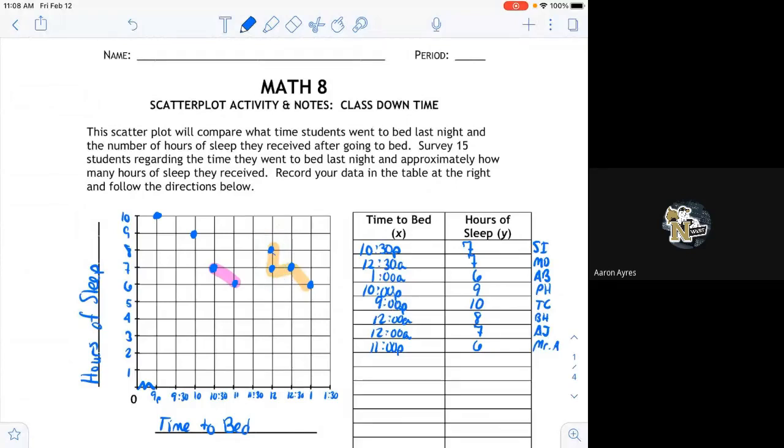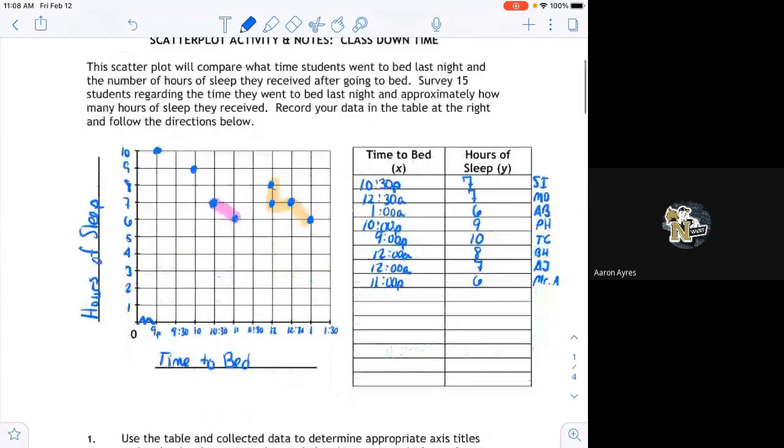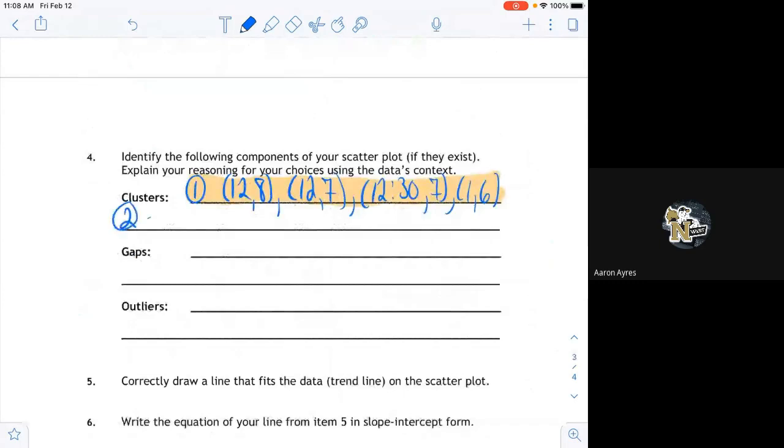All right, and the other one here is from 10:30 and 11. So 10:37, 11:06. Okay, everybody good with that? Show me a thumb if we're okay with how to identify clusters. Good. Excellent. Okay, let's go back and look for some gaps.